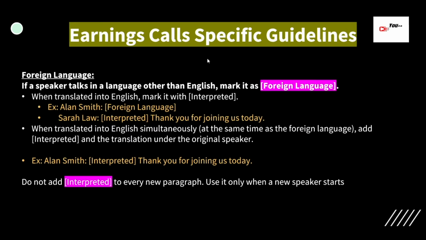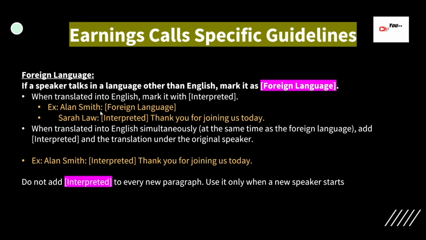So if you encounter a foreign language, if a speaker talks in a foreign language other than English, you always mark it as foreign language using the square brackets. But when a speaker speaks in a foreign language and it's interpreted to English, then you should mark it as interpreted. So you should delete the words that have been said in the foreign language and write there interpreted.